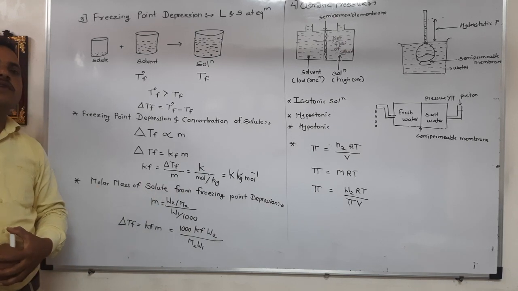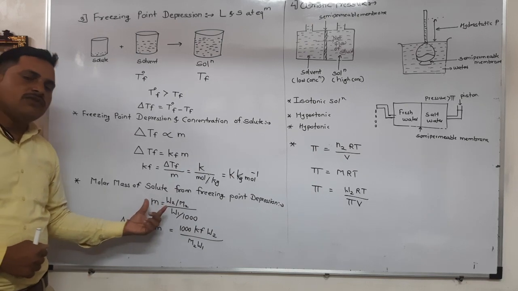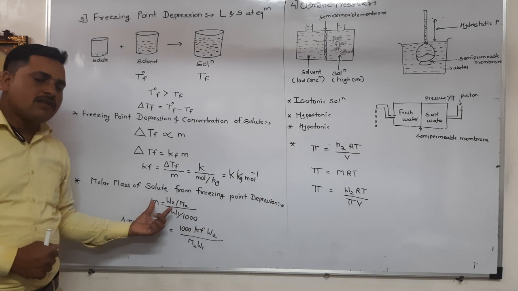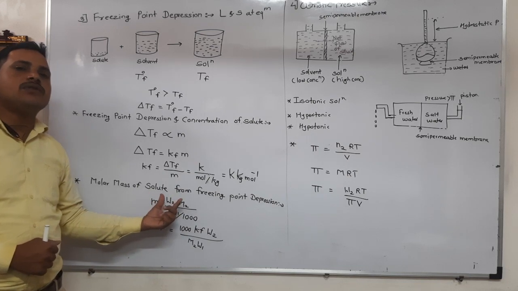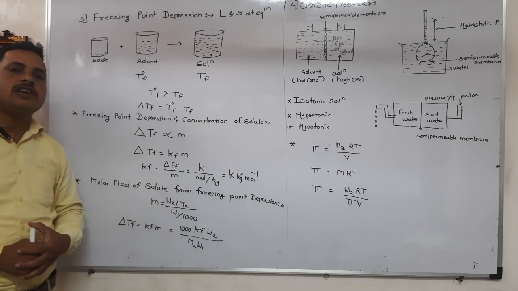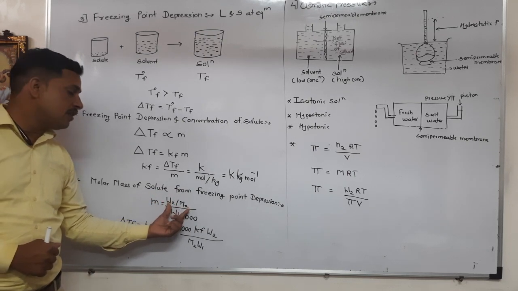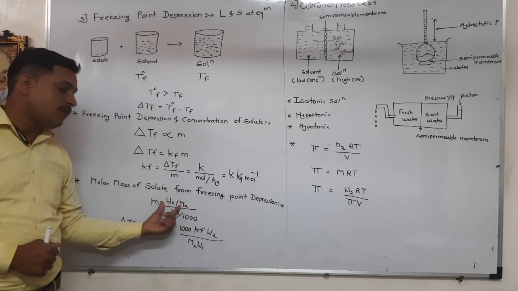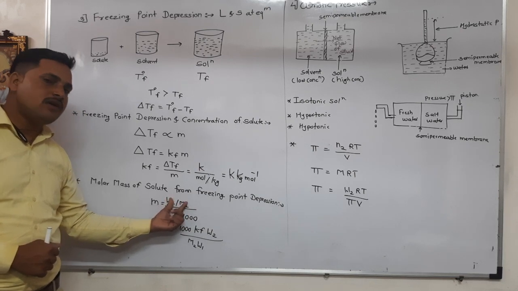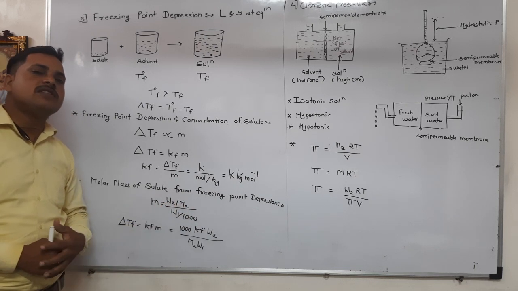Now, the next important point for board examination, asked for 2 to 3 marks: molar mass of a solute and freezing point depression constant. First, we have to know what the molality is. Molality m is equal to the number of moles of solute upon the mass of solvent in kg. In a simple way, the number of moles of solute is W2 upon M2 for the solute, and the mass of solvent is W1 upon 1000.